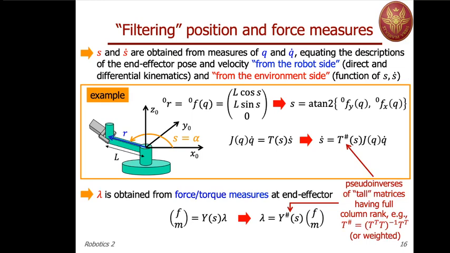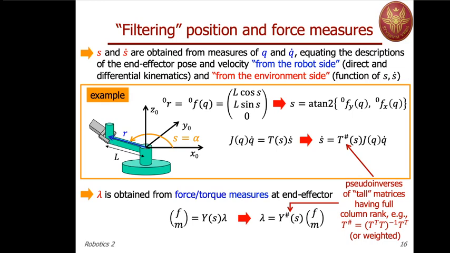So both pseudo-inverses are of tall matrices. So this is exactly the opposite case of redundancy. No? So we have more rows than columns. And assuming that these T and Y matrices are full rank, the pseudo-inverse can take a closed form. For instance, for the T pseudo-inverse, we will have the (T transpose T) to the minus 1 T transpose expression. Indeed, we can use singular value decomposition more in general.